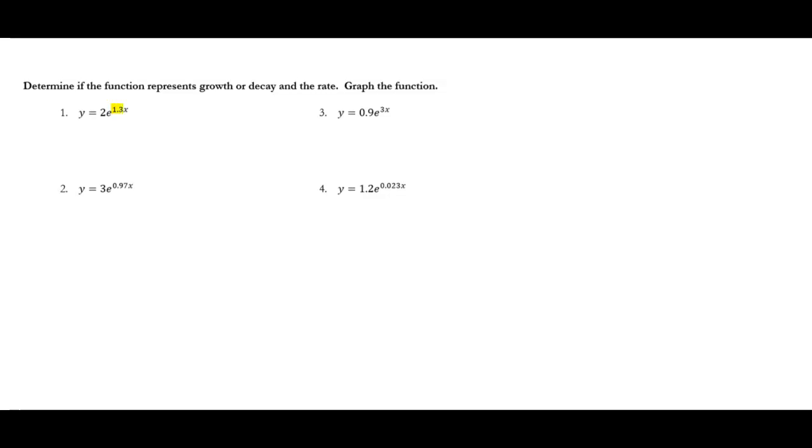So here's this one. That is a positive exponent, so it's growth. And then it's 1.3. Well, if I move my decimal 2 places, that is 130% growth. This 2 would mean that I start with $2, or I start with 2 Pokemon cards, whatever it is that you start with. All right, so now we look at the next one.